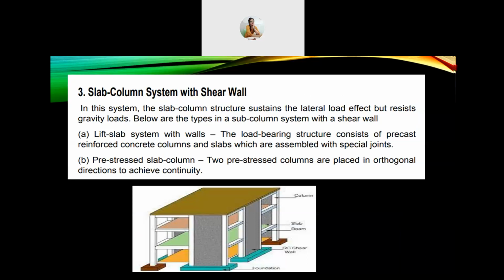Number three, slab column system with shear wall. In this system, the slab column structure sustains the lateral load effect but resists the gravity loads. Below are the types in a slab column system with a shear wall. Number one, lift slab system with walls. Here, the load-bearing structure consists of precast reinforced concrete columns and slabs which are assembled with spatial joints. Number two, pre-stressed slab column. Two pre-stressed columns are placed in orthogonal directions to achieve continuity.